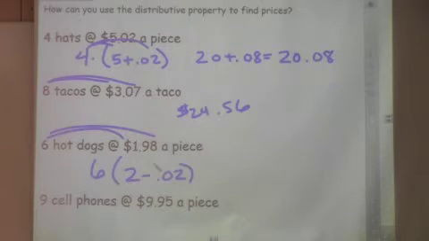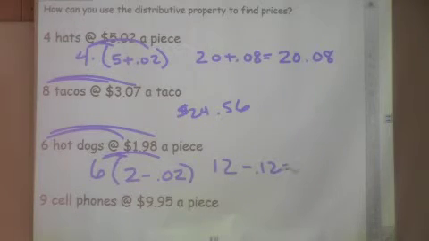That's the same thing. So Kendra, what was 6 times $2? 12. Minus how much do you have to chop off of that? 12 cents. 6 times 2 cents is 12 cents, so what's your total cost going to be? $11.88. Awesome.